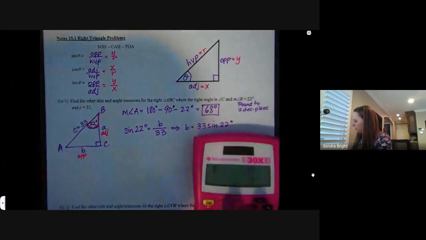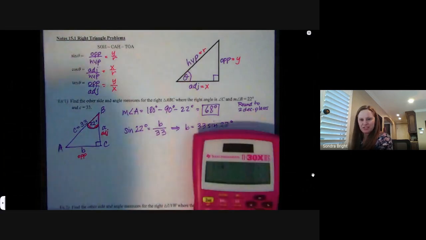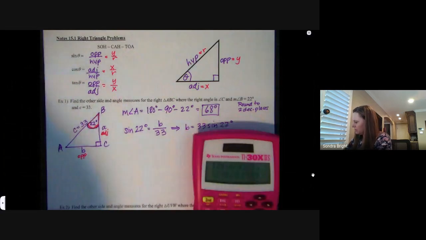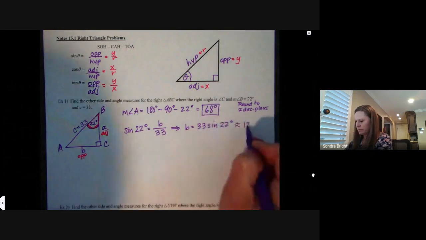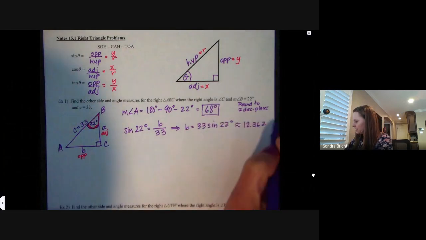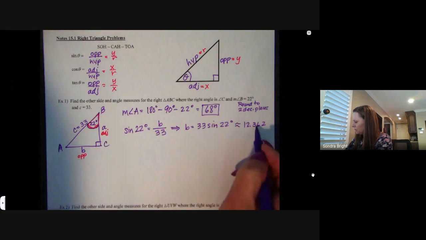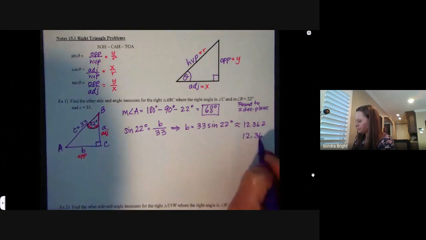And 33 times sine of 22 will give me 12.362. And so I will say 12.362. The 2 will say leave that 6 alone. And so 12.36 is what I will say B is equal to.